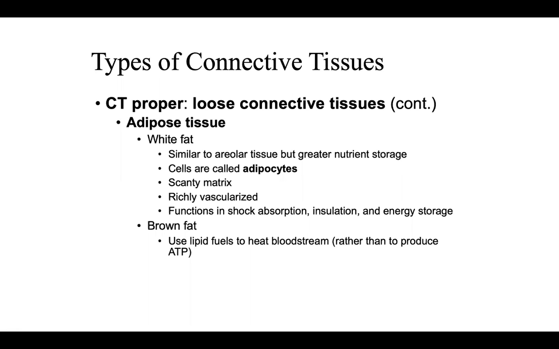Moving right along into adipose tissue. Adipose tissue is lipid, and there's a distinguishing difference between white fat and brown fat, right? The brown fat uses lipid fuels to heat the bloodstream. The white fat is using the energy for everything else. The white fat also functions to do shock absorption and insulation.